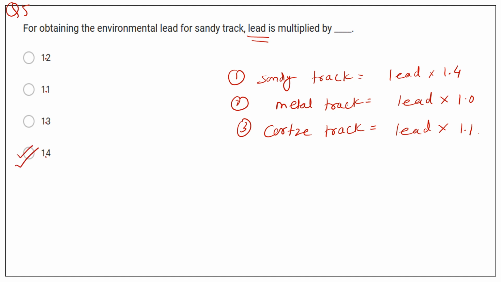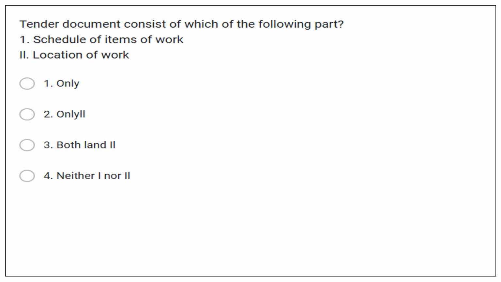The next question. Question number 6. Tender document consists of which of the following parts? For the tender document, the first option is schedule of items of work. So schedule of items of work is considered part of the tender document. Location of work is also part of the tender document. So here both options first and second are correct. So option number C is correct here.